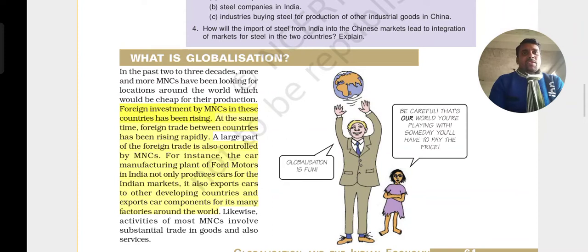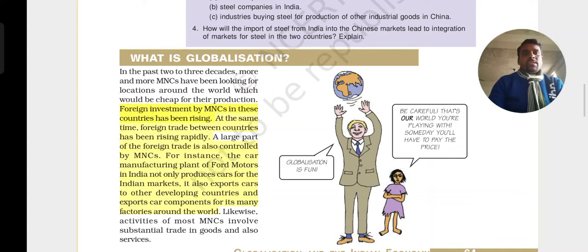What is globalization? In this lesson we have already studied globalization, MNCs and foreign investment. When we recall the previous topic, the Chinese goods available in the Indian market came to India through foreign trade, spread across the country, and were provided to customers at the cheapest price, so people were more likely to purchase them. We have already discussed that. Today we will be discussing what is globalization.